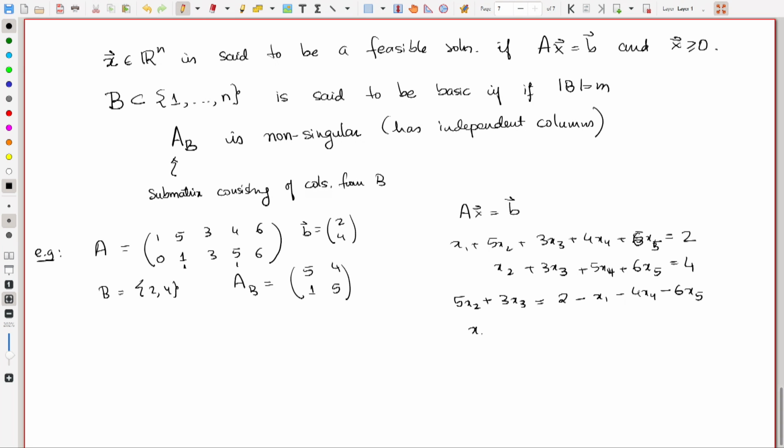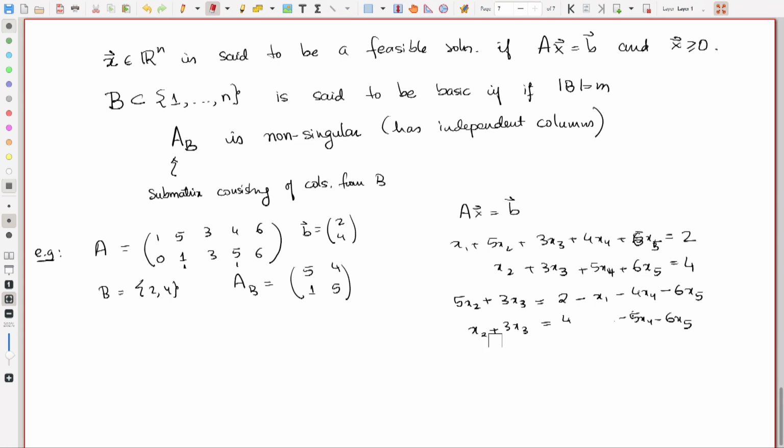And we can write it as x2 plus 3 x3 is equal to 4 minus 5 x4 minus 6 x5. Sorry, x3 is in the basic set, so it should not be on the right side. Okay, but now because this matrix is non-singular, we can solve this in terms of the other variables.